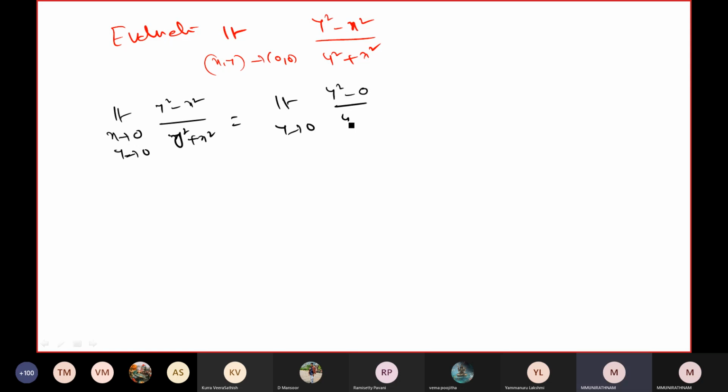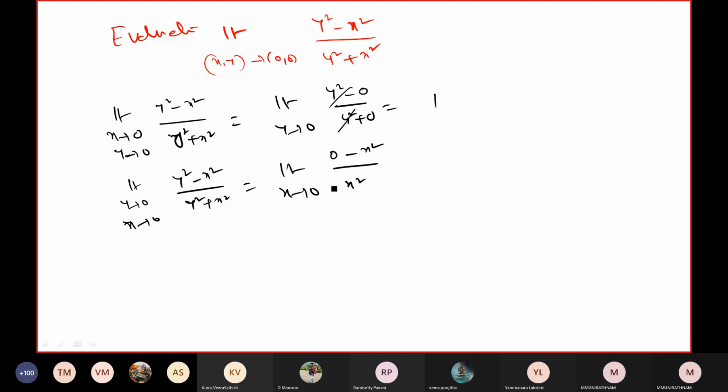Y square minus 0 by y square plus 0. Okay? So this is nothing but y square by y square, which is 1. Okay? So if I go by approaching y, then x, y square plus x square, and that will be nothing but y, 0. So this is limit x tends to 0, minus x square by x square. What will it be? Minus 1. Both are not the same. Therefore, the limit does not exist. Okay? Limit does not exist.